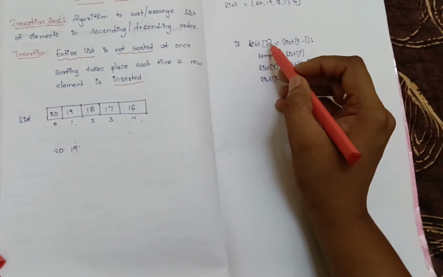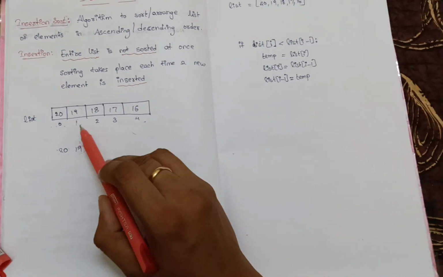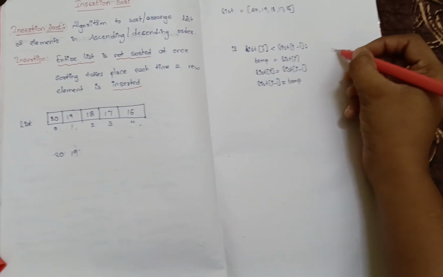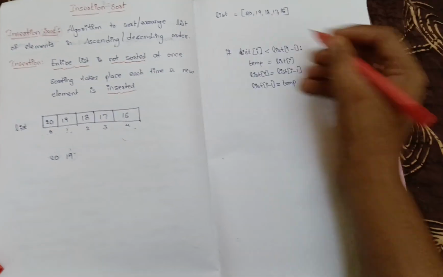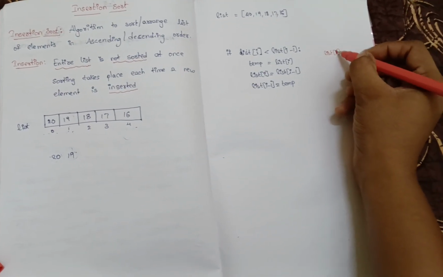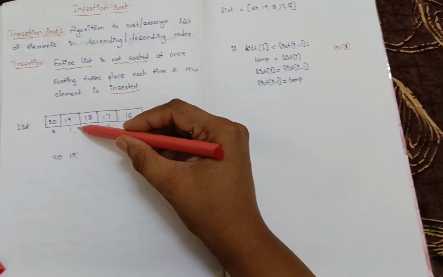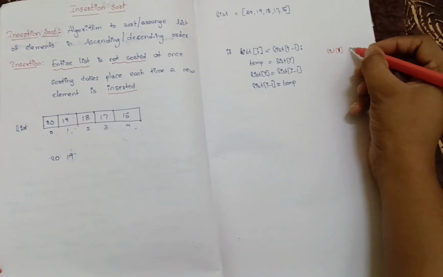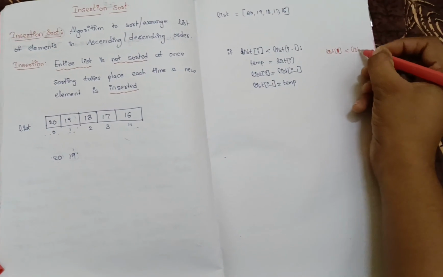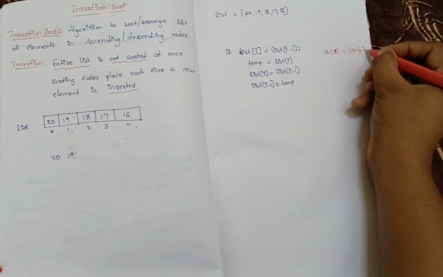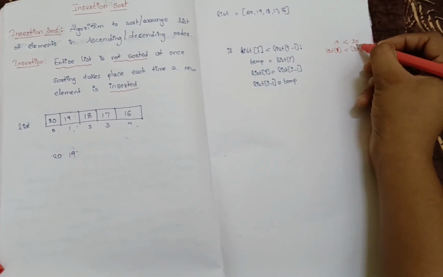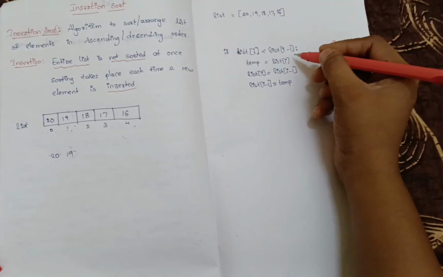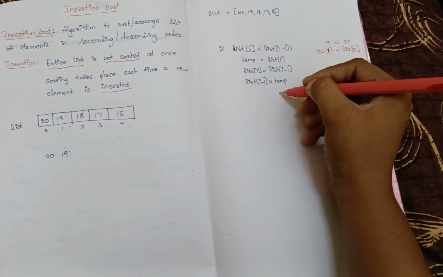Now I am just considering the I value as 1. What is list of I? I'm just considering I value as 1. List of 1 is 19. And I am checking list of I minus 1. I minus 1 means it is 0. What is list of 1? 19. 19 is less than list of 0, which is 20. Yes, obviously it is less than 20. Then we'll enter this if statement and we'll execute this logic.